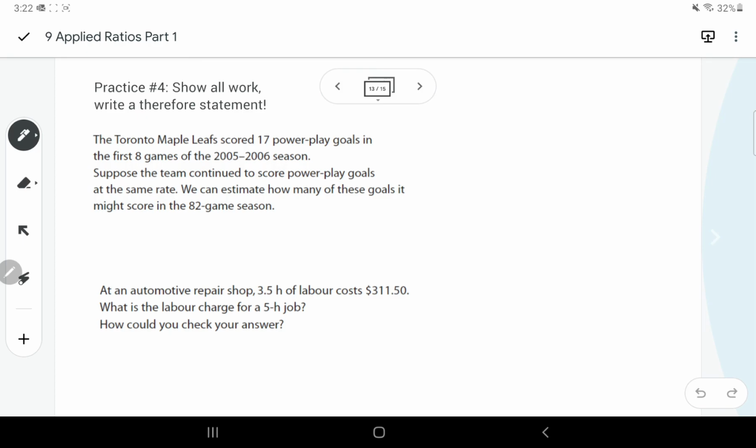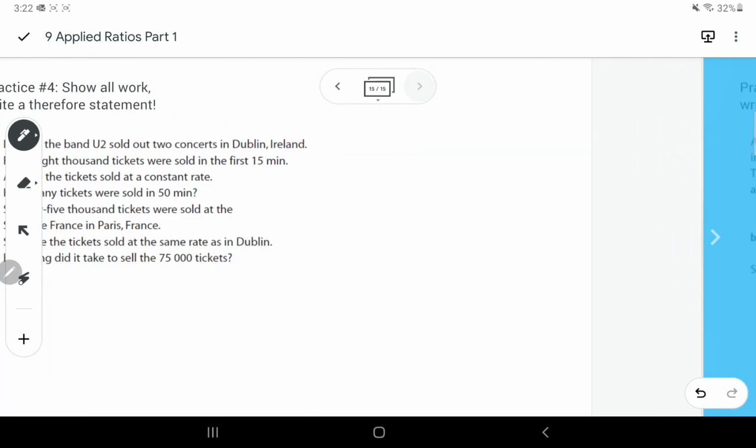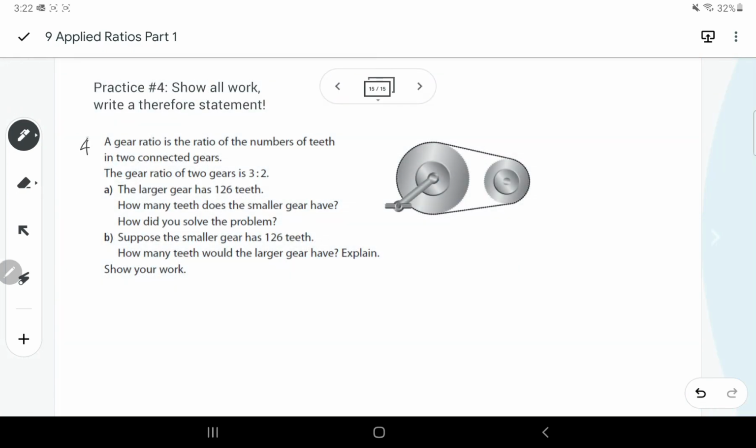So the next practice, you've got a few questions here, 2 questions there, one about auto repairs and one about hockey, and then number 3, and then number 4. So all of these homework questions have to be completed, and once you're finished all of that, I would like you to submit your ratios work, and then we can schedule the ratios unit test.